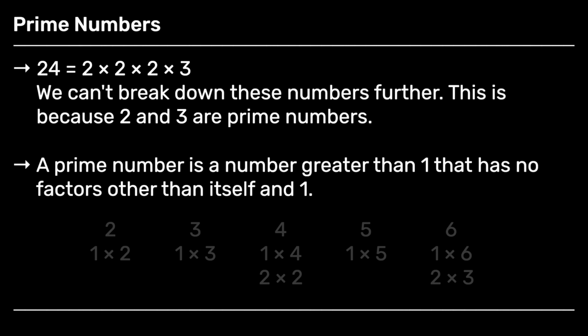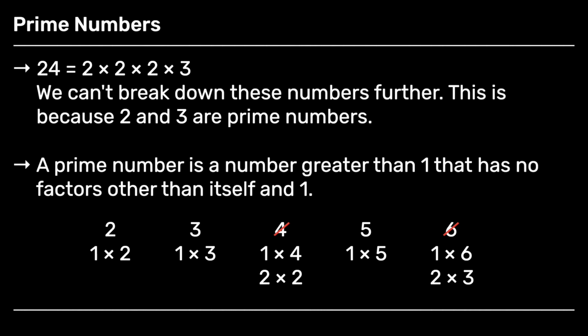Let's have a look at some primes. 2 is a prime number. We can't divide it by any other numbers except 2 and 1 to leave no remainder. 3 is a prime, we've already said. 4 is not prime because it can be factored as 2 times 2. 5 is prime, no other factors except 1 and 5. 6 is not prime. It has factors of 2 and 3.